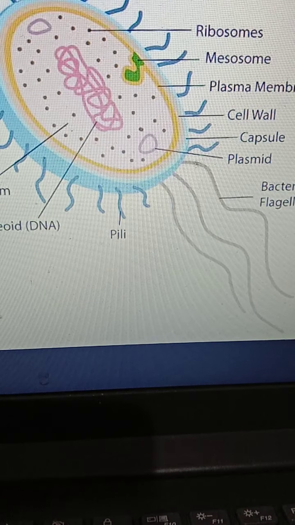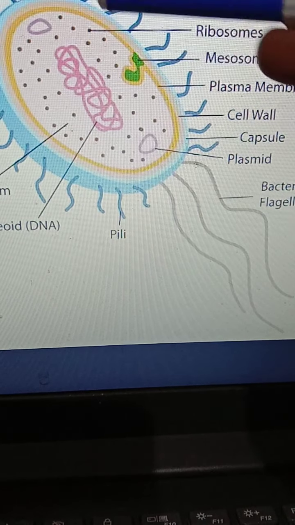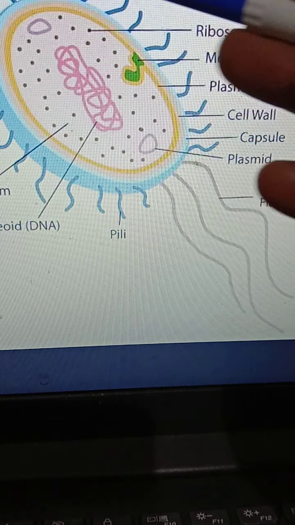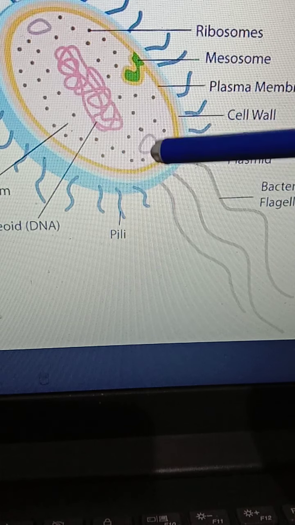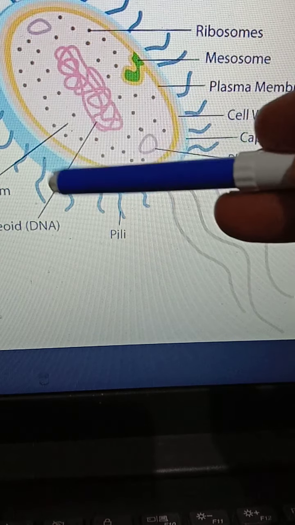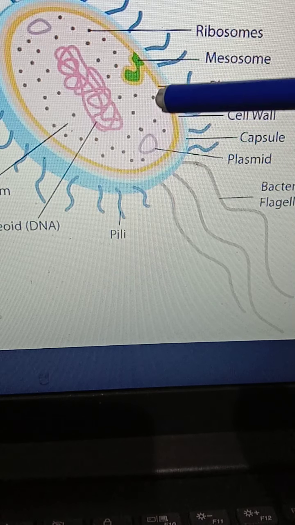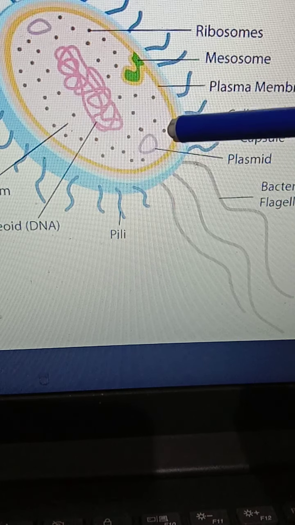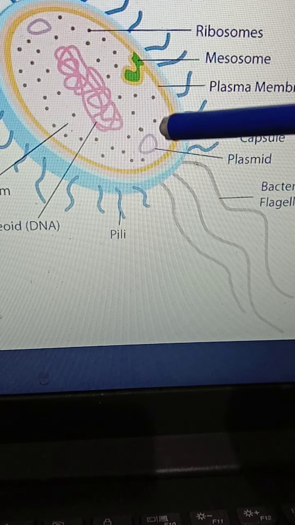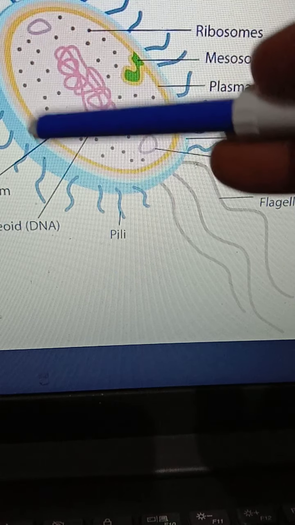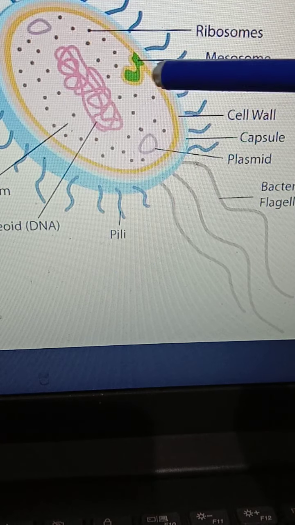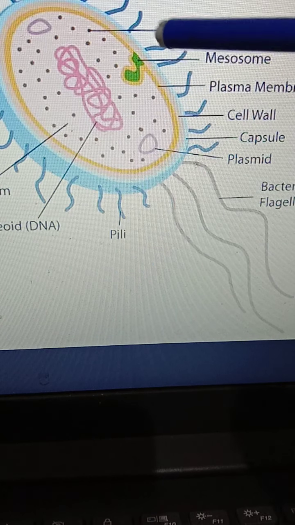Coming to the structure of prokaryote. This is the structure of a typical prokaryote. Here we can see that these prokaryotes lack a nucleus and lack membrane-bound cell organelles. That means it should have something to survive. So this is a typical structure of a bacterial cell.